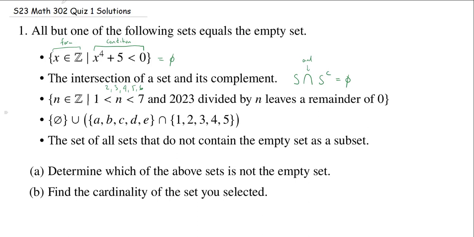Now, I could do this in long form, but of course there are some little tricks. For example, 2023 is odd, which means it's not even, which means it's not a multiple of 2. If you divided 2023 by 2, you'd get a remainder of 1. So I can kill 2. But also 4 is even, and 2023 is odd, so I can kill 4, and 6 is even, so I can kill 6.